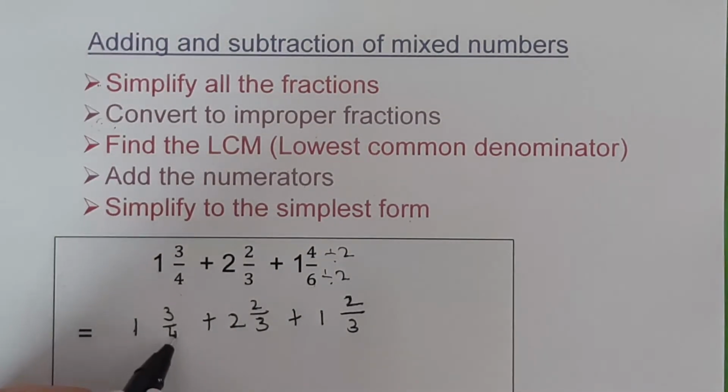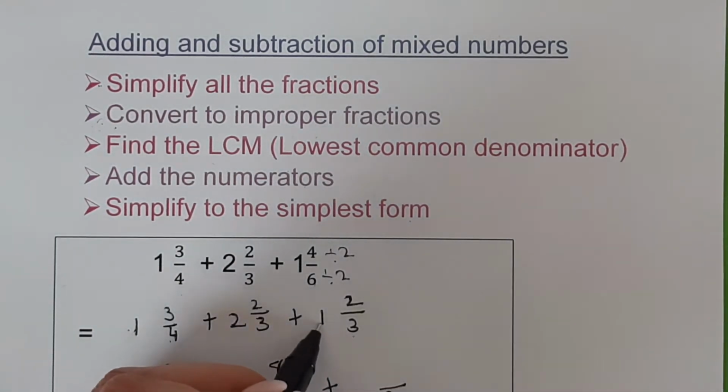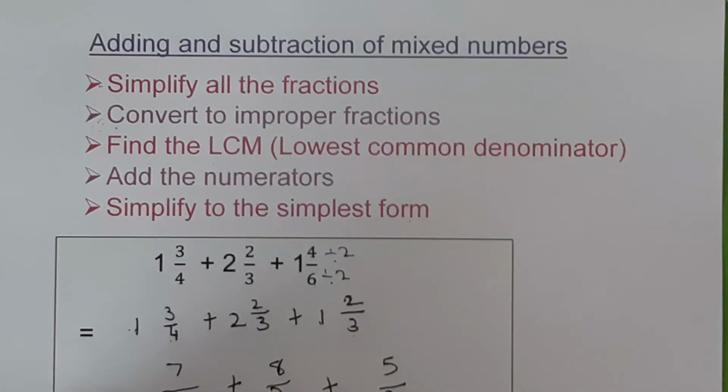So I convert, I write that 4 down. 4 times 1 is 4, plus 3 is 7, plus 3. 3 times 2 is 6, plus 2 is 8, plus, write down the 3. 3 times 1 is 3, plus 2 is 5. Now I have to get the same denominator.